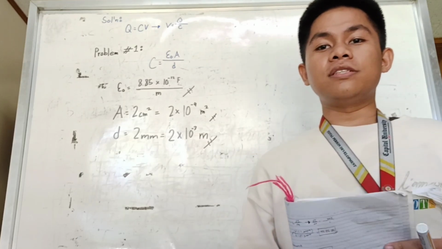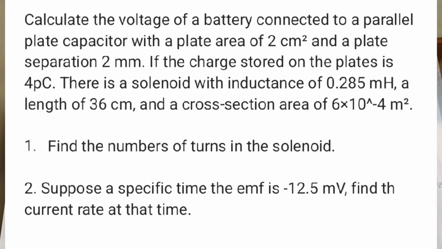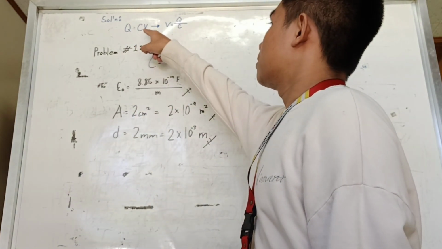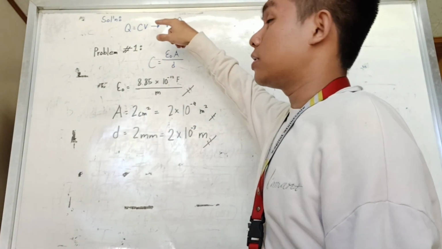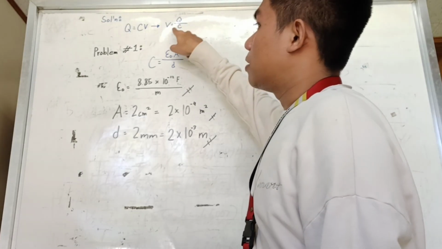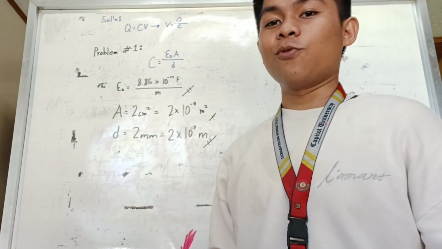Now, we need to solve this type of problem. Let me start. The formula of a capacitor is Q equals CV. We need to rewrite it because, due to the finding of our problem, V equals Q over C. Now, we need to solve for problem number 1.